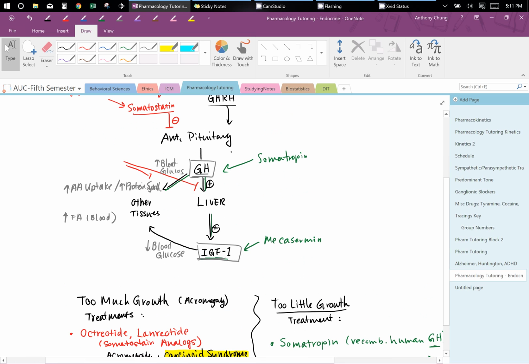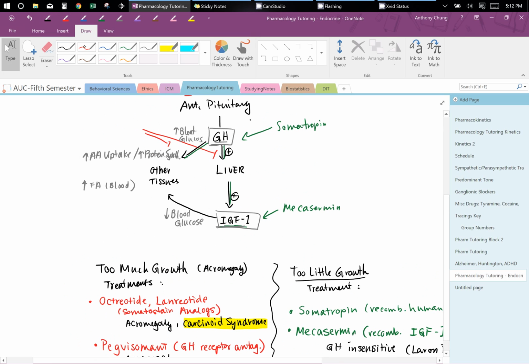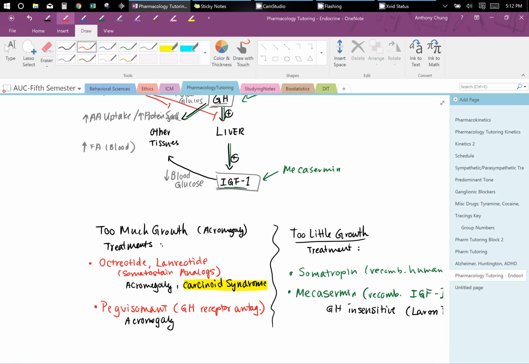Another option to treat something like acromegaly is a drug called pegvisomant. This works at the growth hormone receptor. So it's a growth hormone receptor antagonist. This one essentially would only be for acromegaly. So it's up here, pegvisomant. Okay, and then these are pretty straightforward.